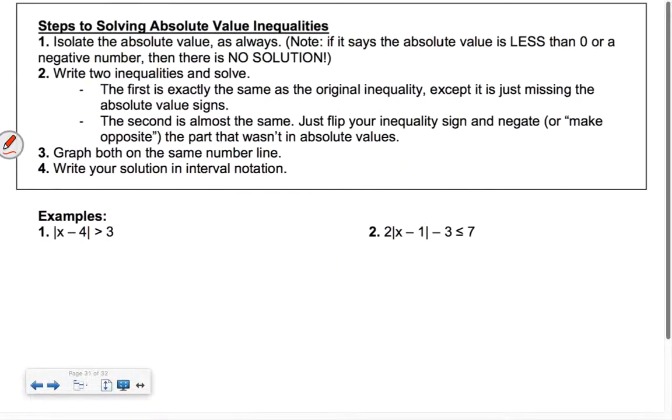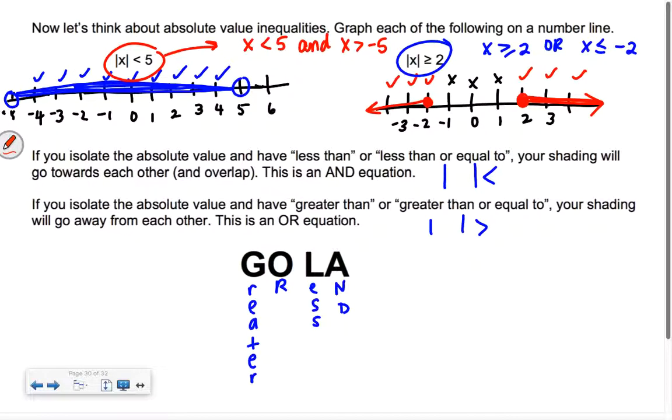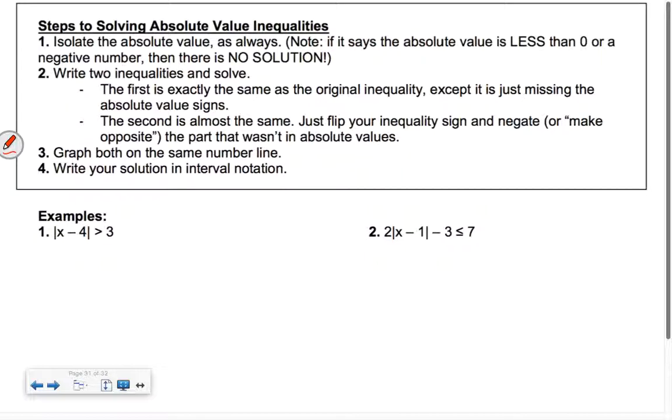Okay, so let's try some problems. I have the steps there, but we'll go ahead and do the examples and you'll see. Less than is and. All right, so if the absolute value of x minus 4 is greater than 3, same steps as before, we still have to isolate. Is it isolated? Yeah, so we're good. So we're going to break it into the two.